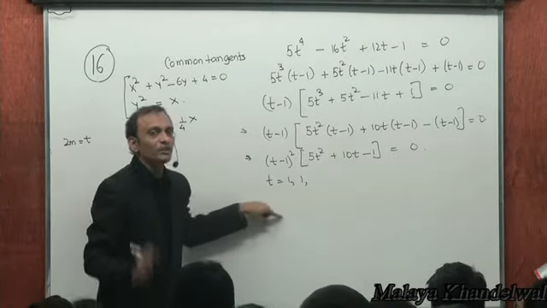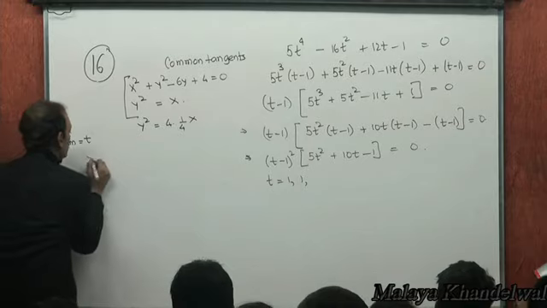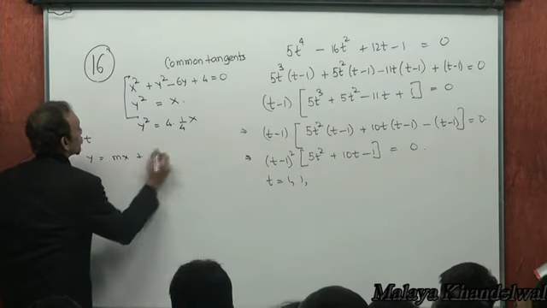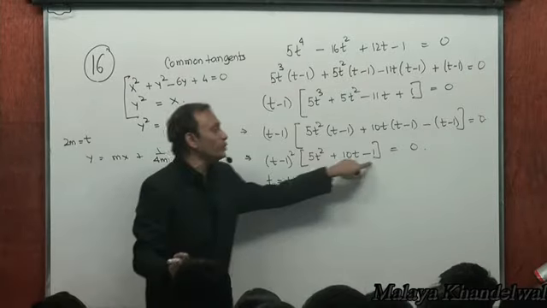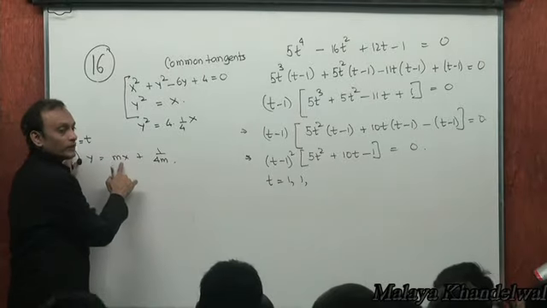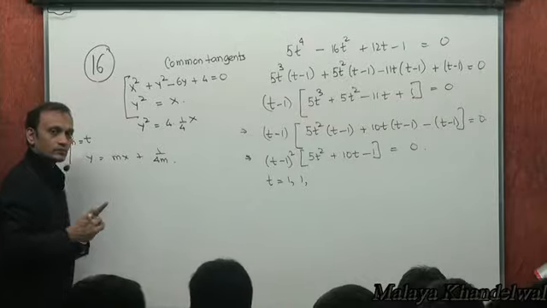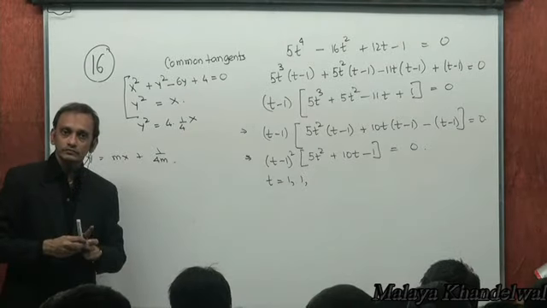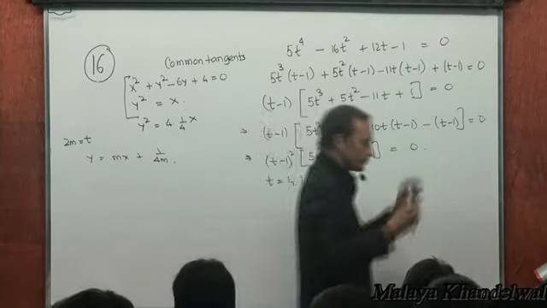T equal to 1 will give me 2 coincident tangents. T equal to 1 would give me m equal to half. So a tangent with m equal to half, mx plus 1 by 4m, will be like 2 coincident tangents. And the other 2 values of t would give me 2 distinct values of m, 2 more tangents when plugged into this. 4 tangents in all, 2 coincident and 2 distinct. Right? Got me?